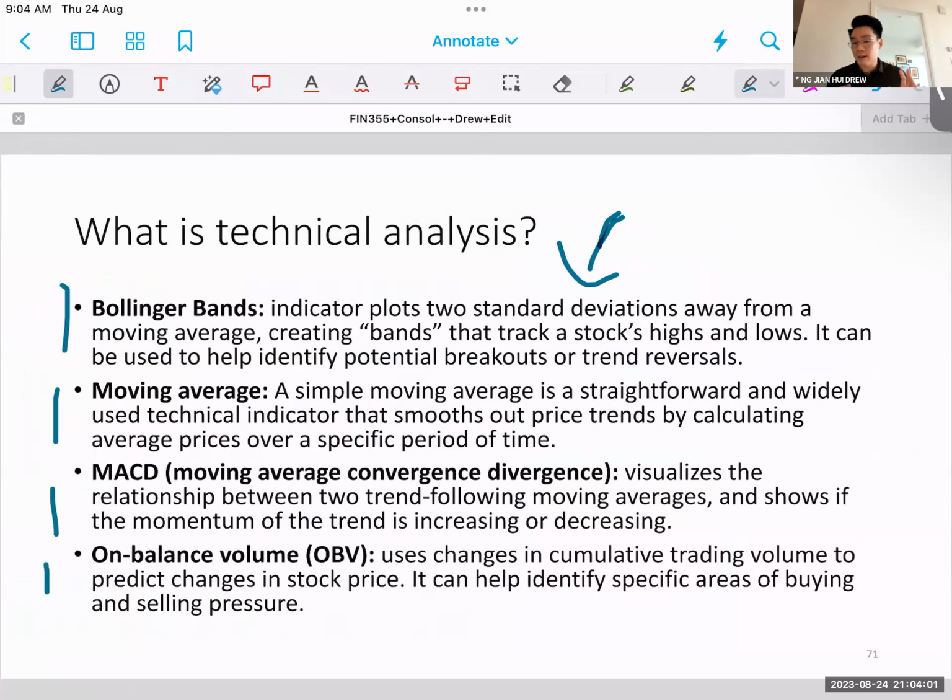Don't worry, because we'll have a session that's going to go in detail about what all this means: what's a MACD, what is moving average, Bollinger Band, and all. This is just to let you know that such a thing exists.